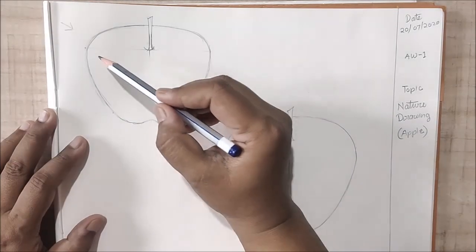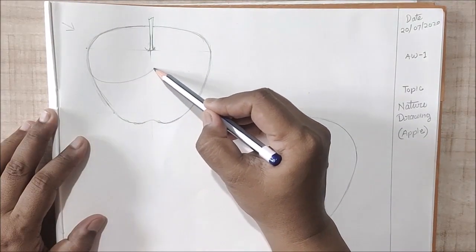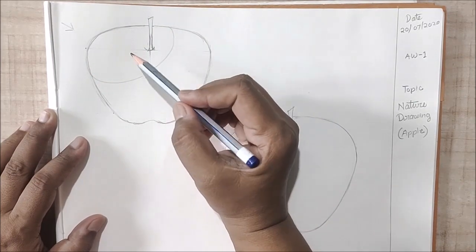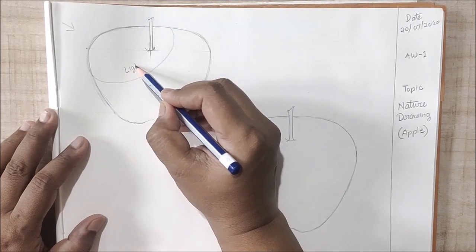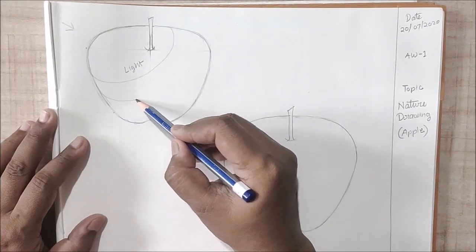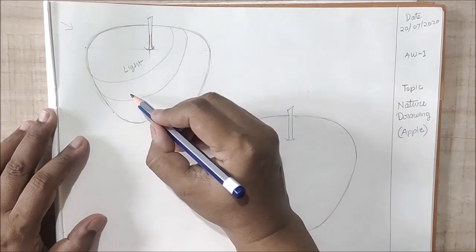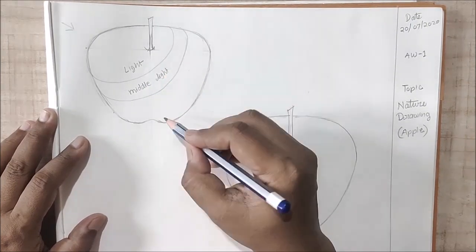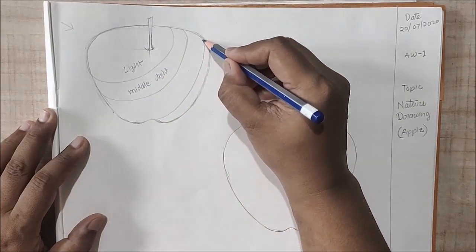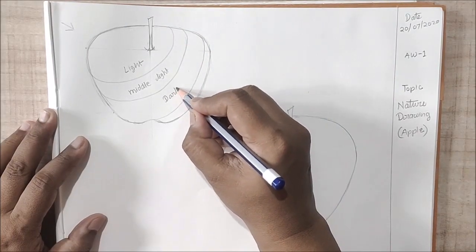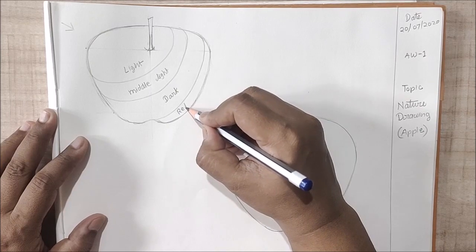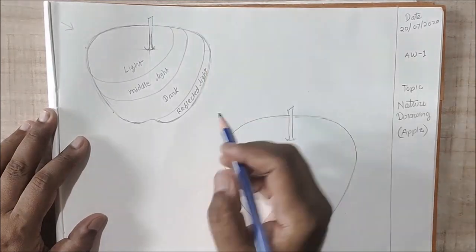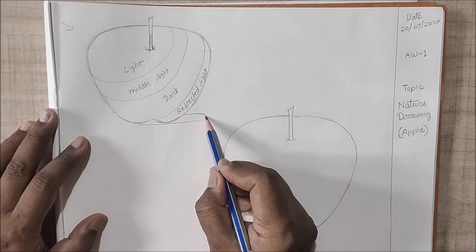So then we will start making the areas of shading. See, this is the area of an apple which comes first in contact with the light. So this is light. Next, this we can say is middle light. Then this area is dark and this is reflected light. And later we will make the shadow.